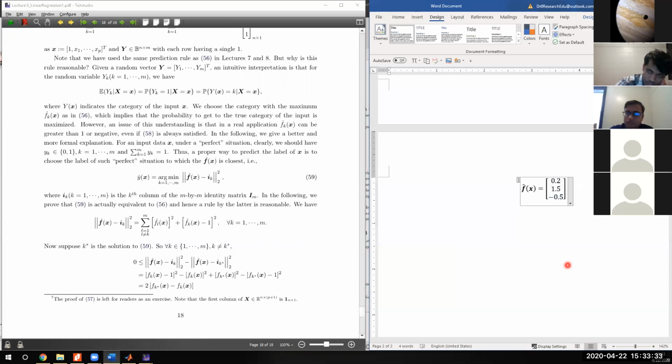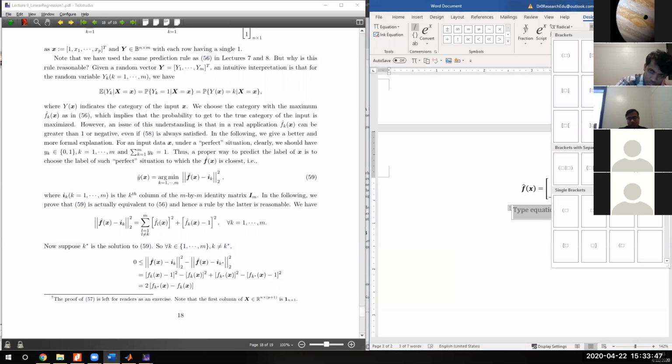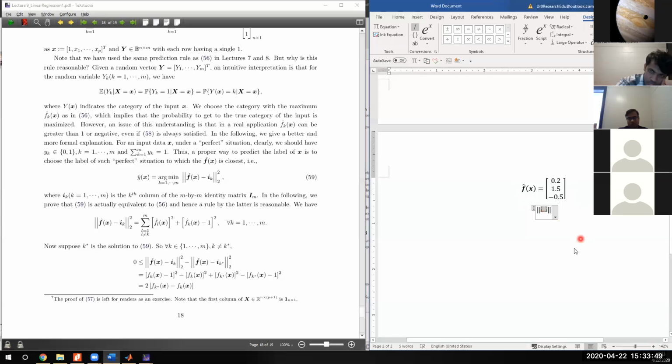And which one would you predict? What I'm talking about is this. I want to use this one. So what I'm going to consider is the norm. I'm going to use this one versus different I_k's, and see which one is the smallest. Okay, what does it mean?